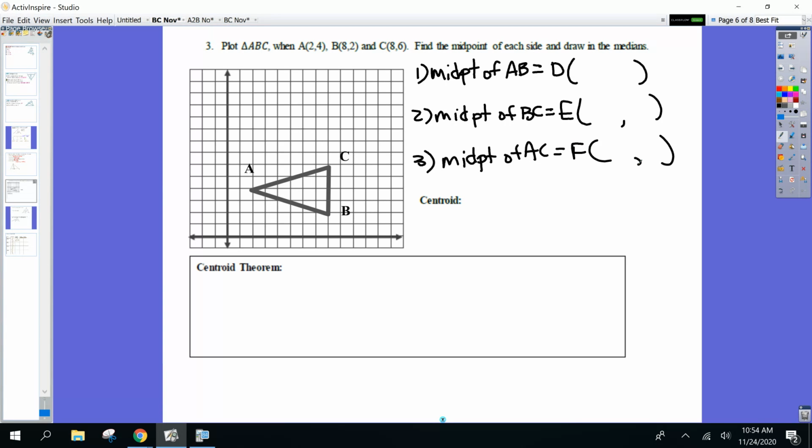All right, here we go. Let's figure out, do all the medians intersect in the same spot? Are they concurrent? Just do your one responsibility, your one midpoint, but make sure you copy down the other two when it's given.